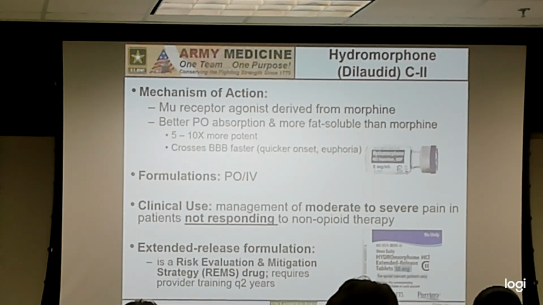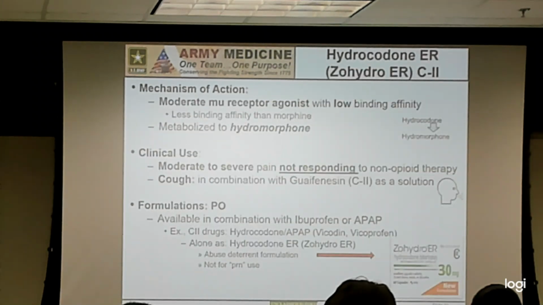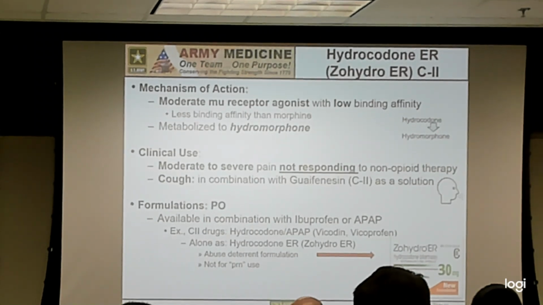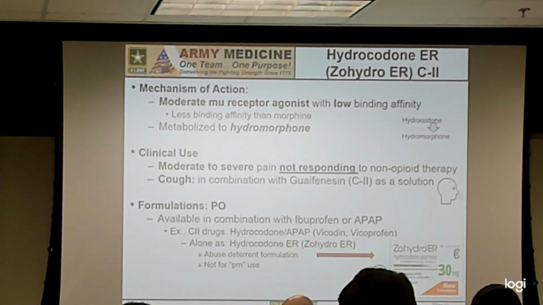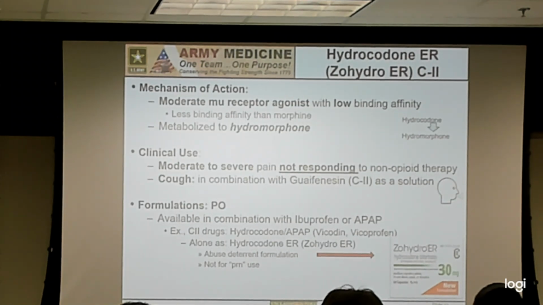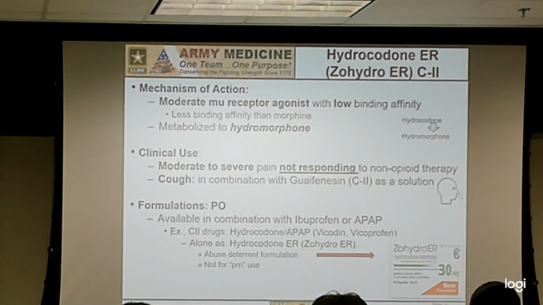So it's just something for you to know that if you're doing hydromorphone, usually this is going to be when you're dealing with your PO, you're going to have to register for REMS. If you're an MTF, you'll be fine. We have it. Your hydrocodone, another C2 medication. This one is one of the ones that you're going to see that is usually in combination with your Tylenol. Very common for our patients to be prescribed this orally. It is a moderate mu receptor agonist, and one of the ones that are metabolized to hydromorphone.